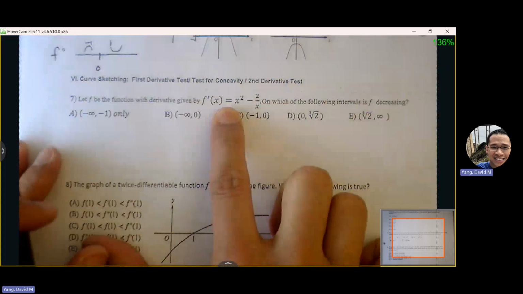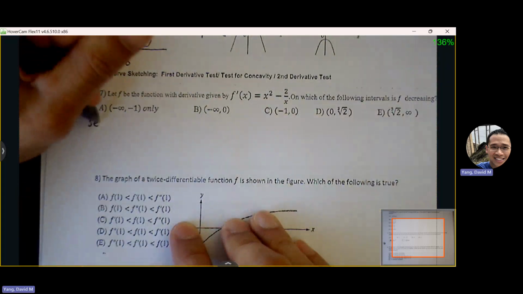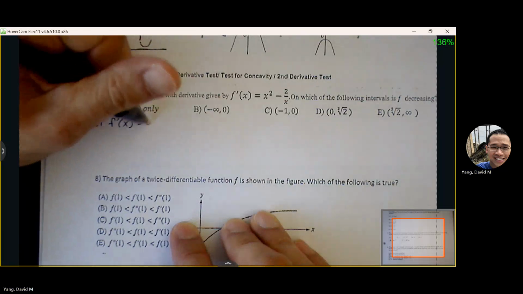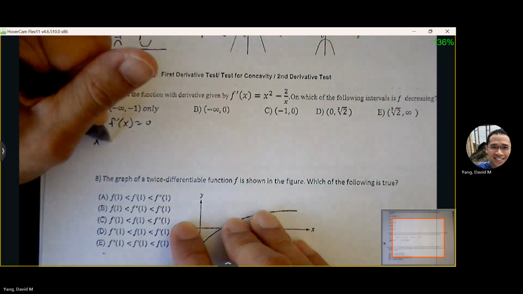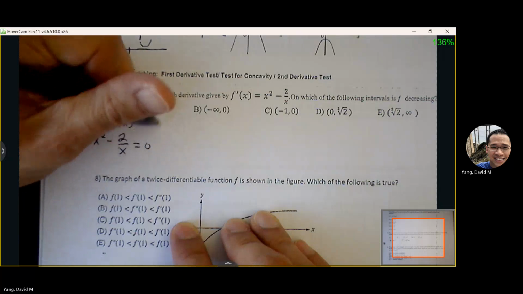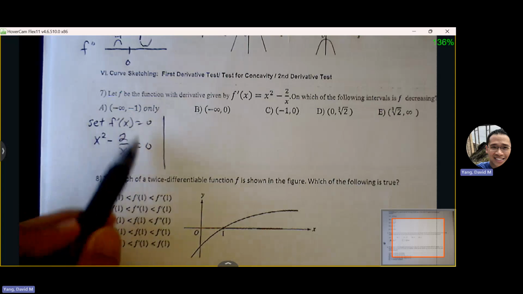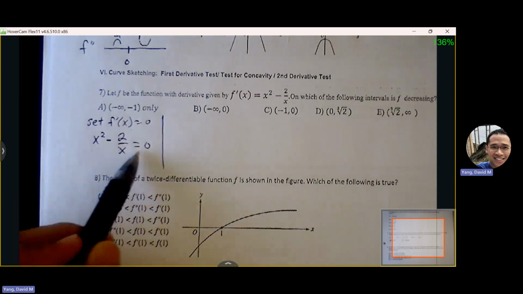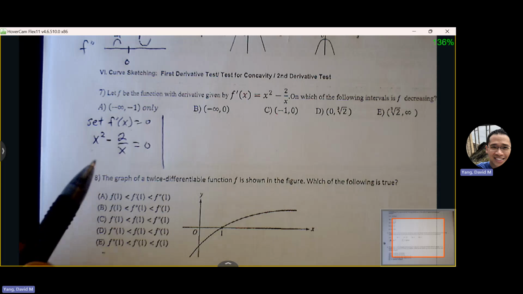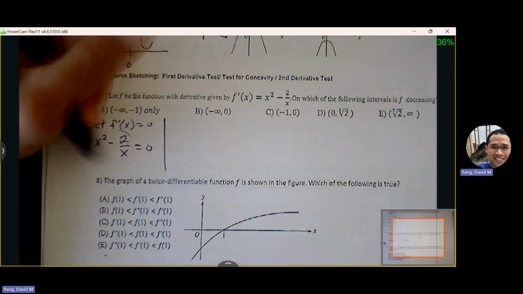So we already have f prime, so we can just set f prime equal to 0. Find our critical points. If I have a fraction, it's best to merge the fractions together. That way, critical points is easier to find because it's straightforward. Look at the numerator, look at the denominator, set them both equal to 0. But right now, it's kind of a mixed fraction here.